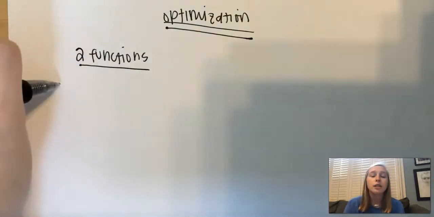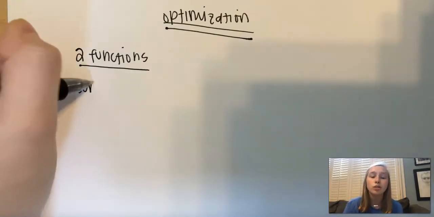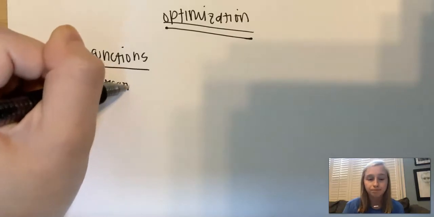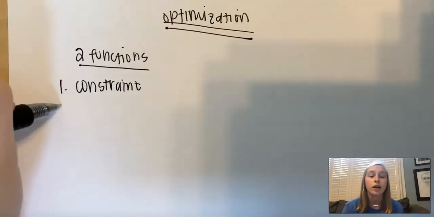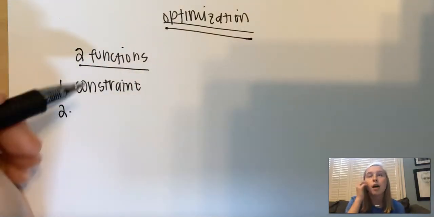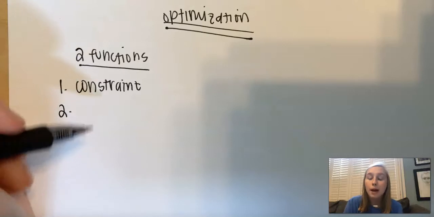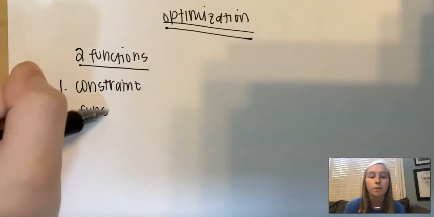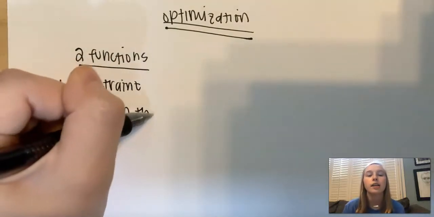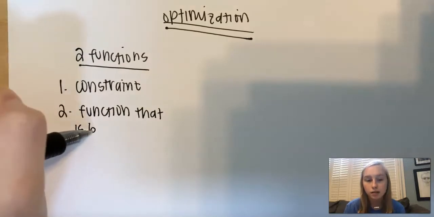So, the first thing you need to know about optimization is that there are two different functions involved in the problem. Firstly, there's a constraint. So optimization is really just a system of equations that you have to identify the equations in. And the first equation is the constraint, and we use that to make the second function, which I'm about to describe, into one variable. The second function is the function that is actually being minimized or maximized.